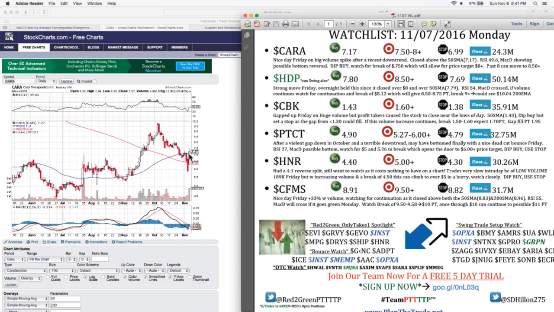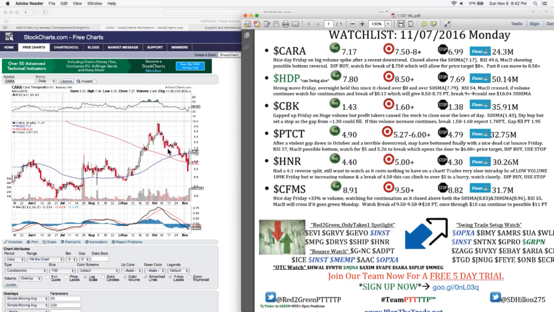I'm watching it because it closed over the 50-day moving average, basically at 7.17. So it could go red to green after a nice big day of 23% on Friday. It could dip probably to $7, is my guess. That should act as support now. It'll come back up, cross 7.17. Basically, what we're looking for is a break. I made a typo right here, but basically a break of 7.50.